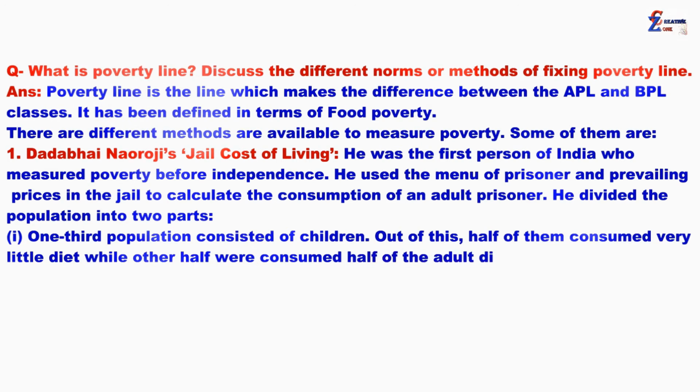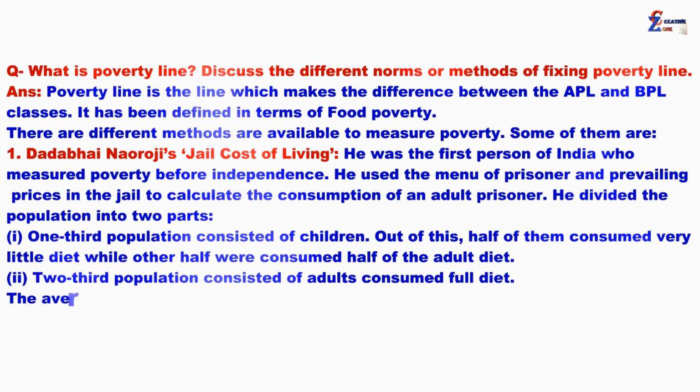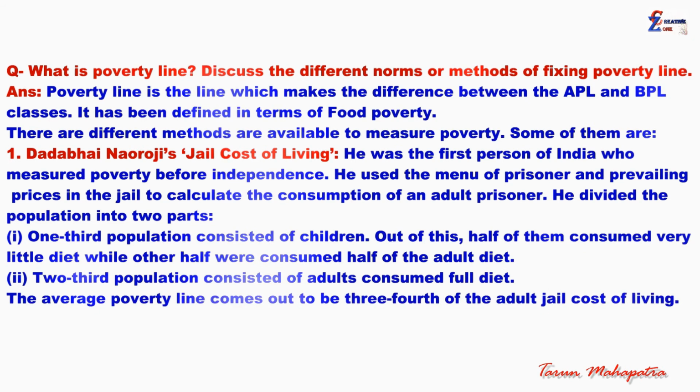He divided the population into two parts. The first one-third population consisted of children. Out of this, half of them consumed very little diet, while the other half consumed half of the adult diet. The second point is two-third population consisted of adults who consume full diets. The average poverty line comes out to be 3/4 of the adult jail cost of living.